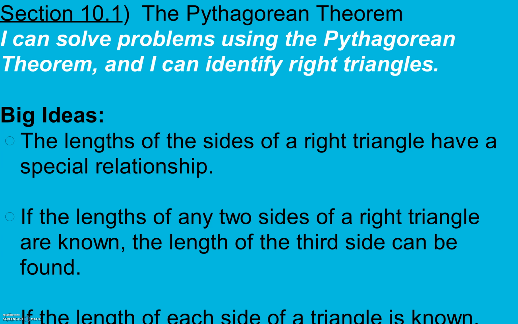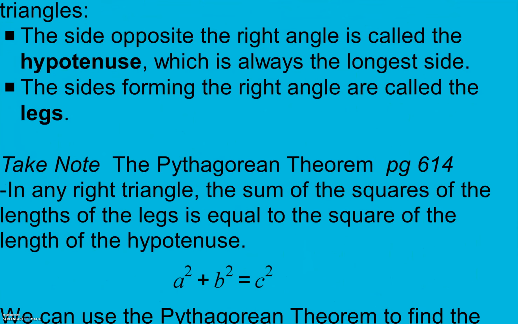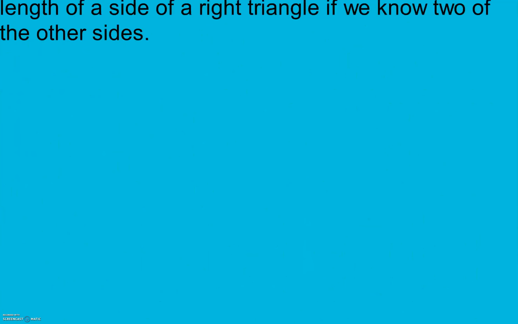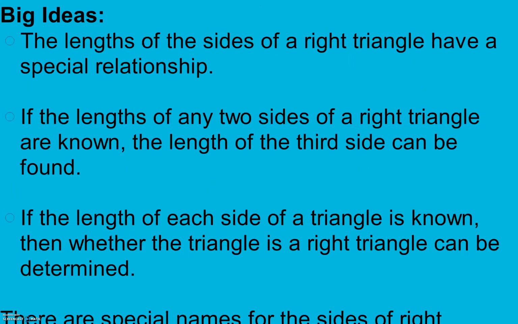If the lengths of any two sides of a right triangle are known, the length of the third side can be found. If the length of each side of a triangle is known, then whether the triangle is a right triangle can be determined.